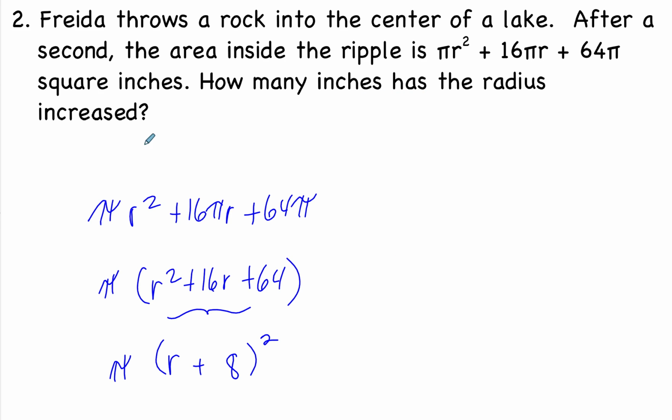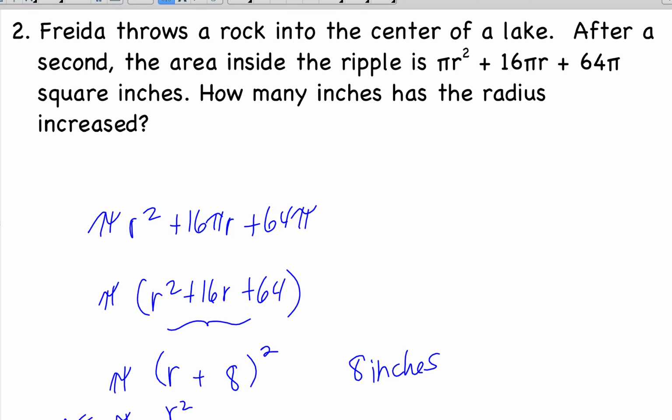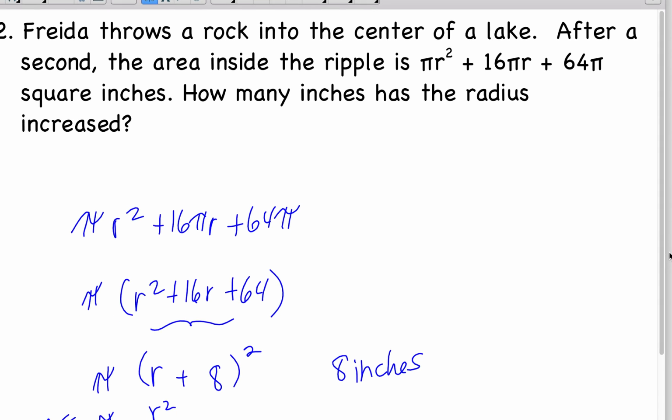So how many inches has the radius increased? The radius has increased by 8 inches. So this is kind of like pi r squared, right? Where this is the area. The area of a circle is pi r squared. So it looks like the radius has increased by 8 inches there.